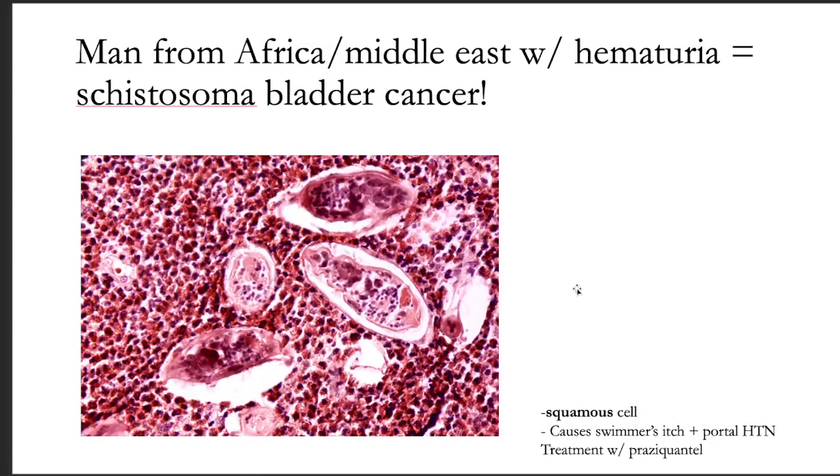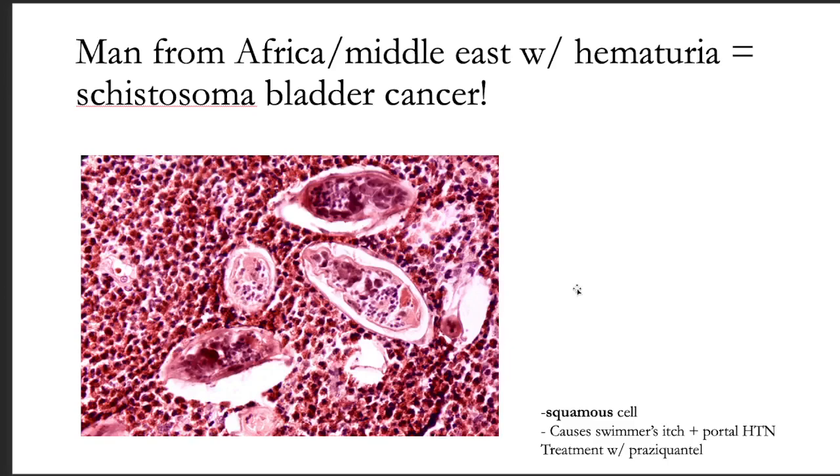Now, obviously, when we're talking about test questions, we have to talk about all sorts of random things. So if you have someone who they say moved here from Africa or the Middle East and they have blood in their urine, one thing they might be trying to get at is schistosoma bladder cancer. So you'll do a biopsy or a urine sample, and you might either see eggs in the urine, or if you actually do a biopsy, you're going to see these giant schistosoma organisms.